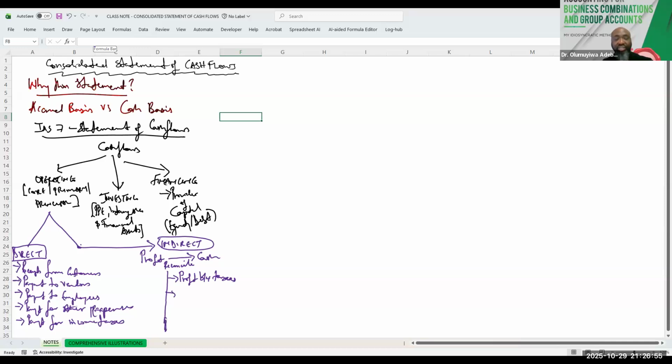And the first thing I will consider is that there are transactions that impact profits or impact loss, but some of them are non-cash items. Therefore, for every transaction that impacts profits that is a non-cash item, I have to adjust for it.